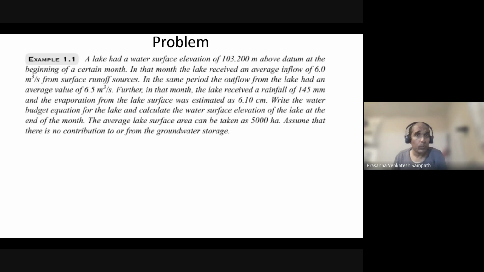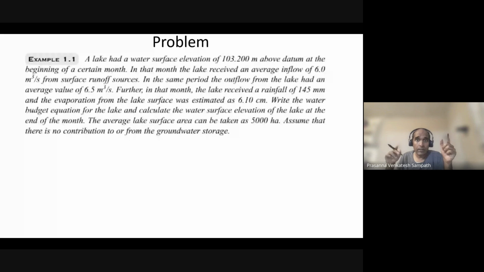A lake had a water surface elevation of 103.2 meters above the datum at the beginning of a certain month. So this is like the bank balance on the 1st of August was something, 10,000 rupees, whatever it is. That's what this is telling us. The water surface elevation of the lake is like your bank balance on day 1 of the month. In that month the lake received an average inflow of 6 meter cube per second from surface runoff sources. So this is describing all the money that is coming into the bank account. You can think of it that way.